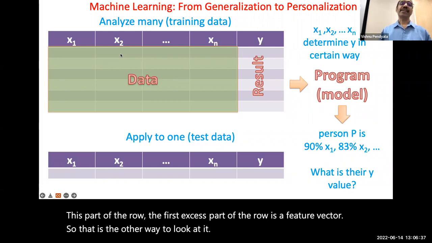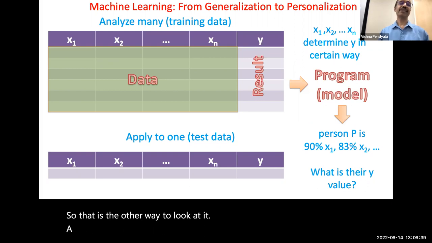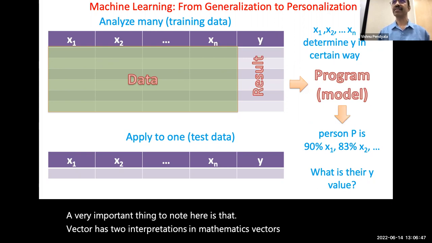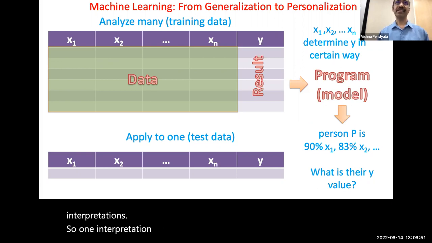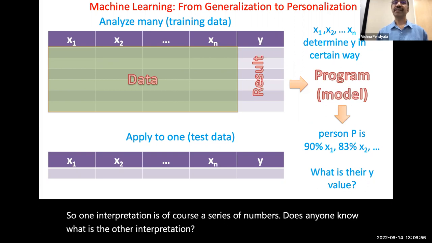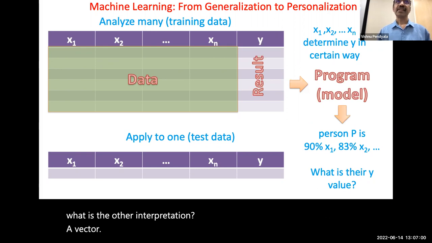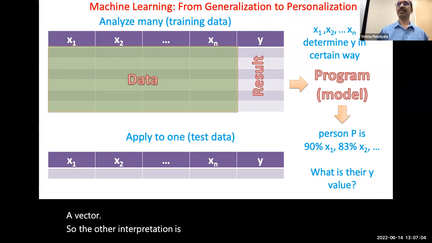Now, a very important thing to note here is that a vector has two interpretations. In mathematics, vectors have two interpretations. One interpretation is, of course, a series of numbers. Does anyone know what the other interpretation is? A vector. The other interpretation is a point in space with both magnitude and direction, right?